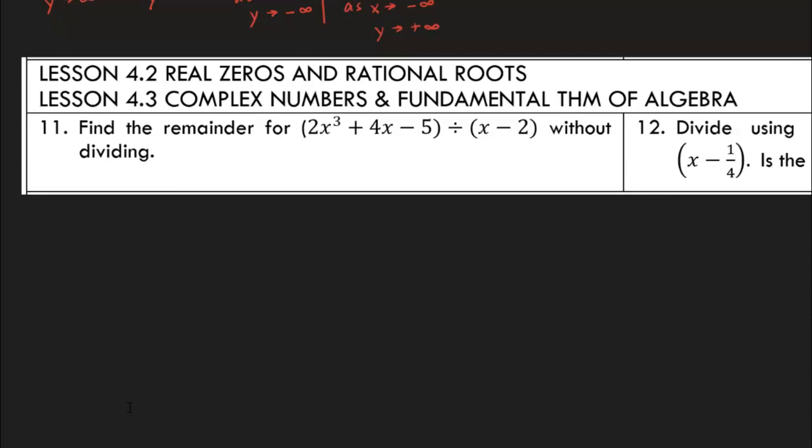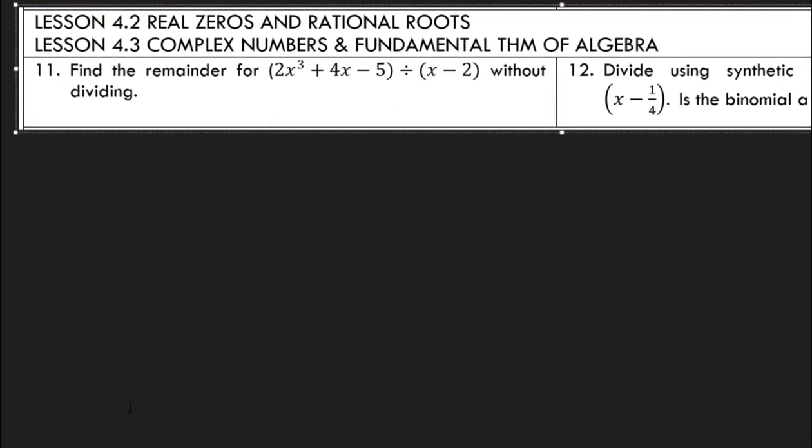So these problems, number 11 and 12, are kind of interesting. They talk about theorems that are on one page of the notes. I noticed that most of you guys didn't pay attention. But basically, number 11 is something called the remainder theorem. And it says that the remainder of whatever you divide by is actually the output of that factor when you solve for x.